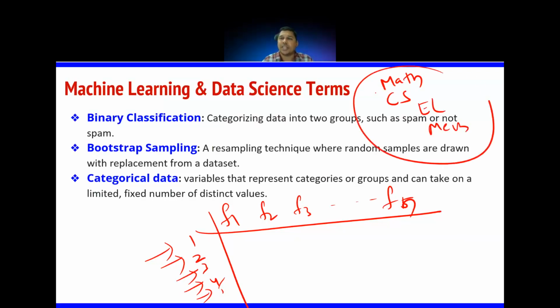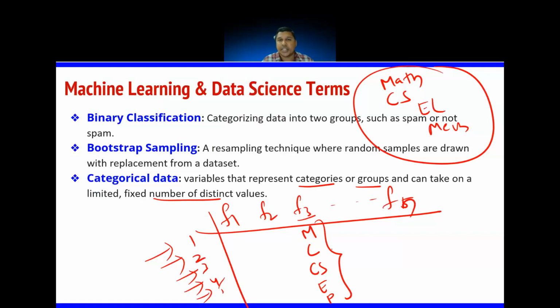So branch of the student can be considered as categorical data. Variables that represent categories or groups and can take on a limited, fixed number of distinct values like this. How many branches does your college have? So that can be categorical data. In future this is mech, this is civil, this is CS, this is electrical, this is production. Like this, you have a feature F3, which is categorical data, but it is limited.